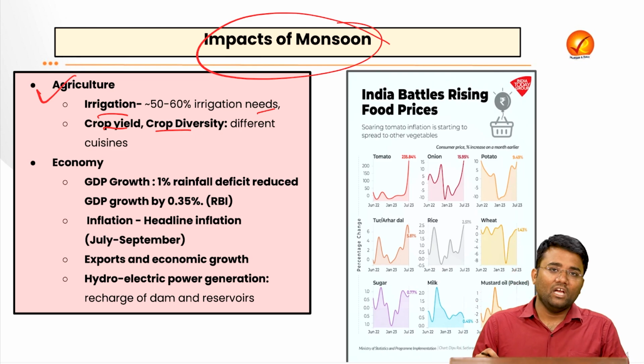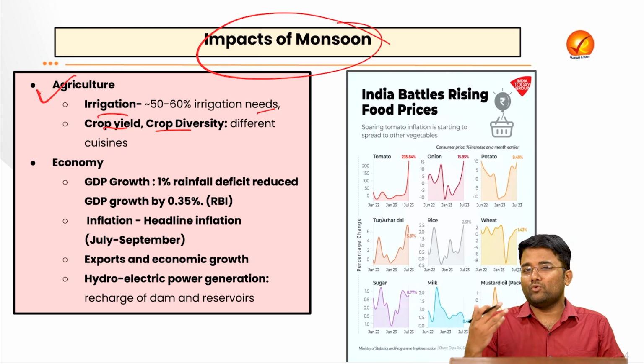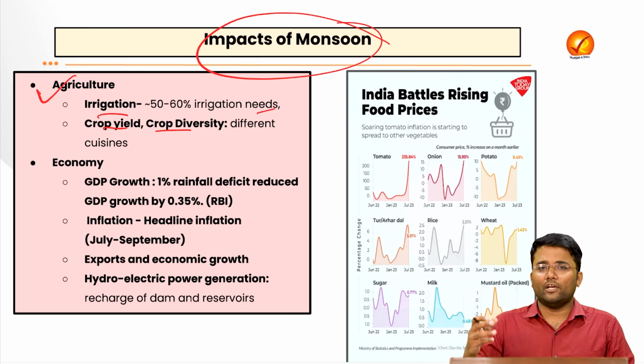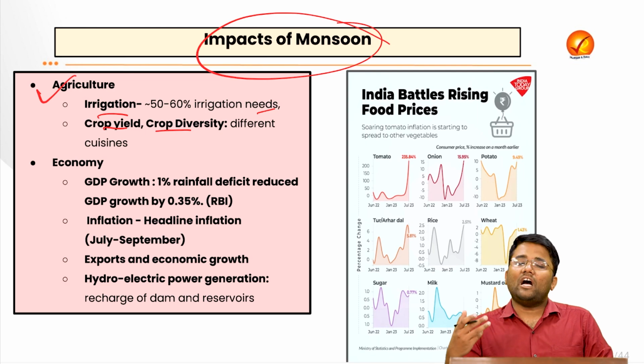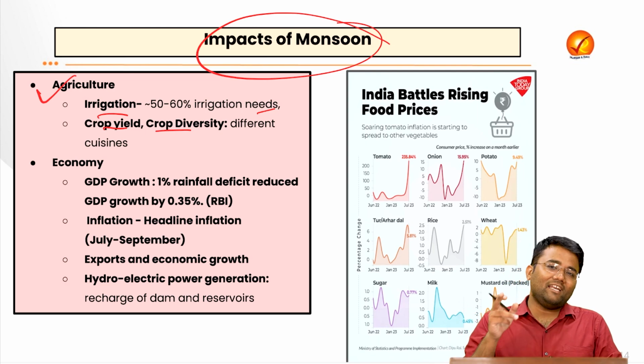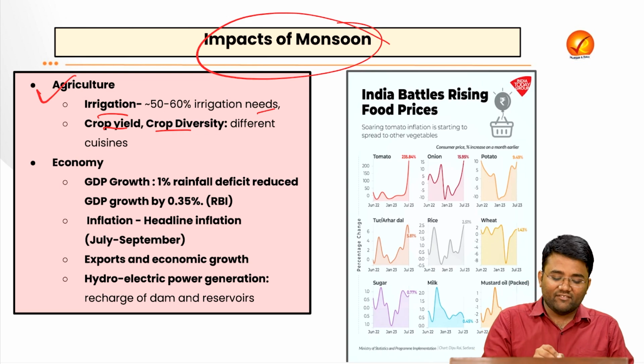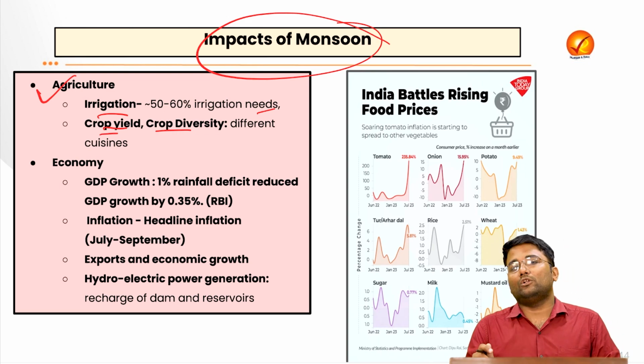There are various small and marginal farmers who try to grow other crops like fruits, vegetables, the jayad crops, etc. Short duration crops are also grown by farmers. But when there is deficient rainfall, if the monsoonal rainfall is not good, this crop diversity as well as the crop yield will also be impacted.